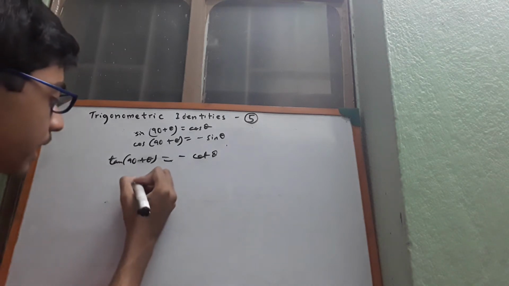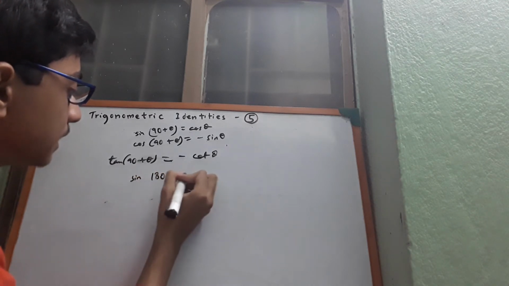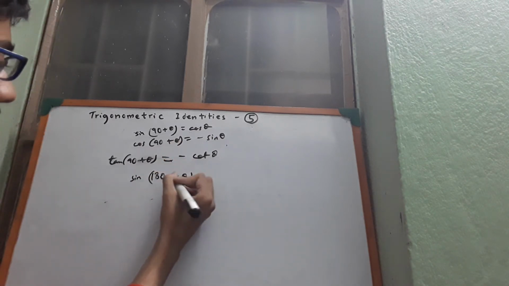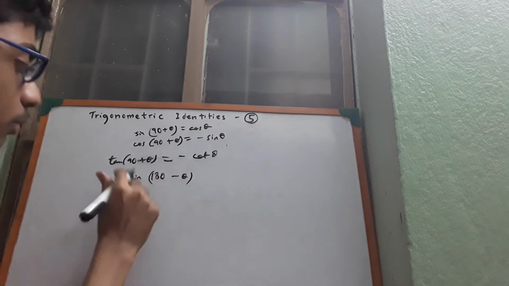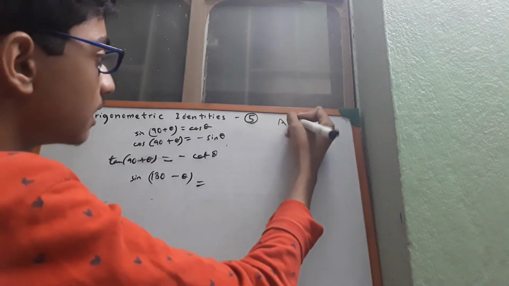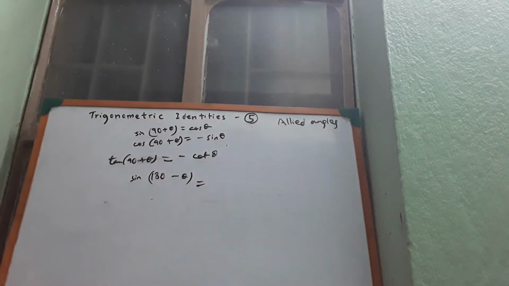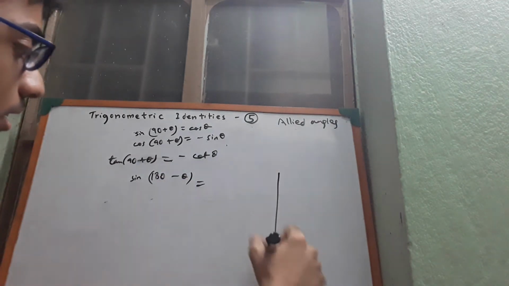Now let's consider 180. Sine of 180 plus theta. Or first let's consider 180 minus theta. Now 180 is a multiple of 90. That's why all these we are considering are allied angles. But still 180 is a bit tricky. So let's see how to do sine of 180 minus theta. In this case we consider this diagram.